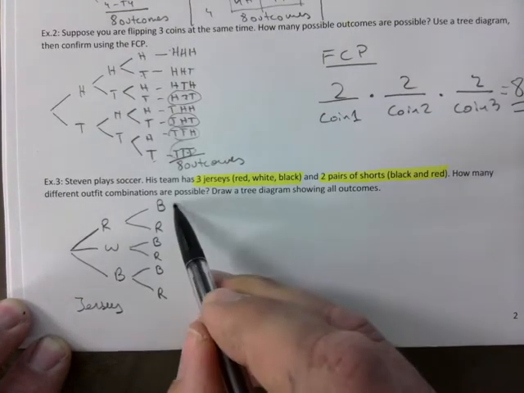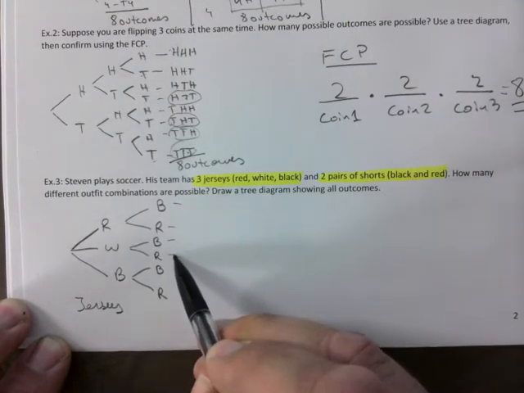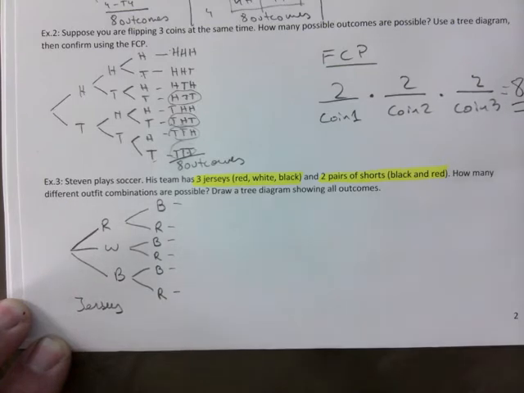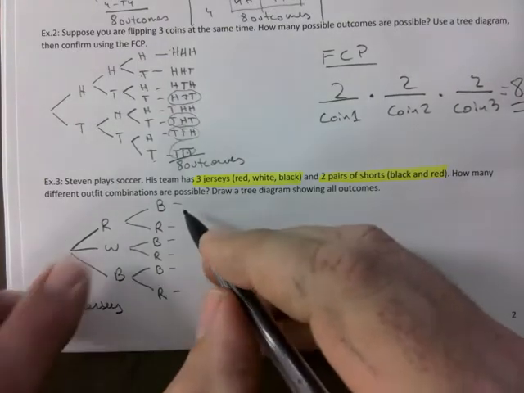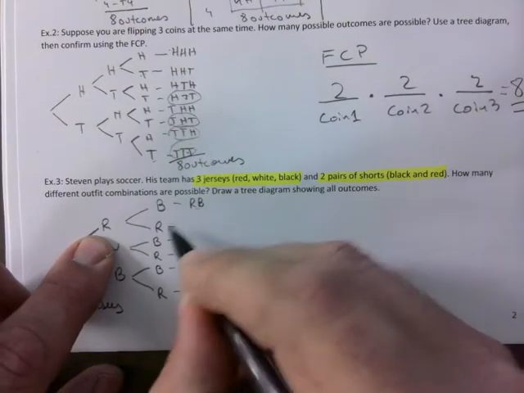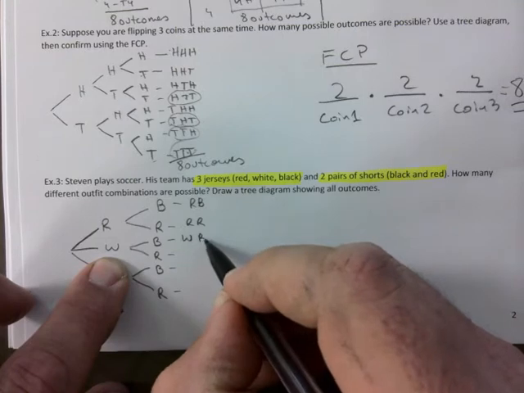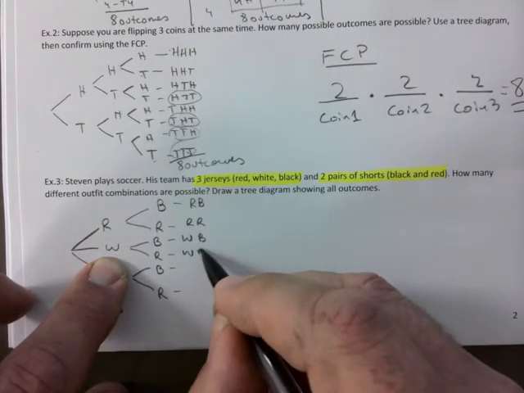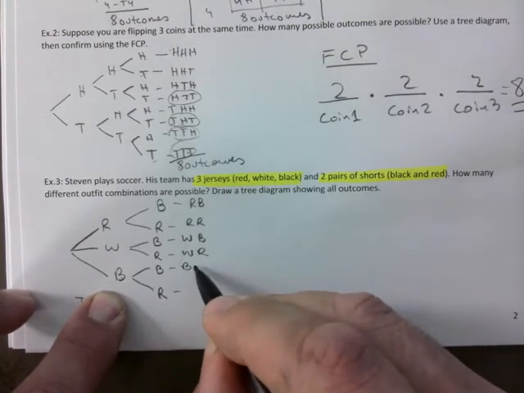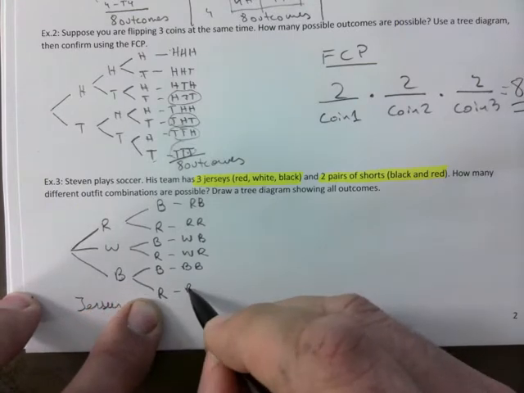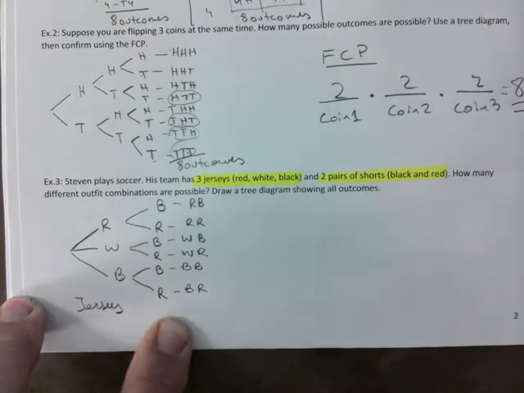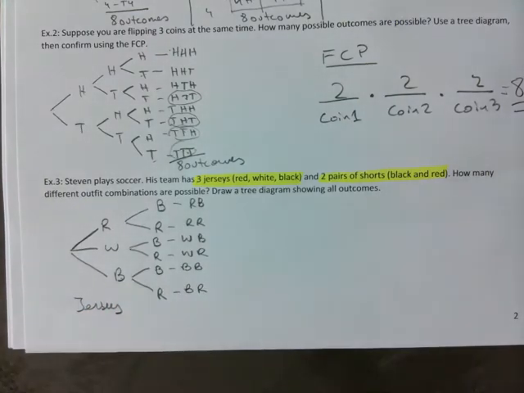Okay, so now we write out the outcomes. That's also called the sample space. Have you heard of sample space? Did I talk about it in statistics in grade 11? I'm not sure. RB, RR, red, red, right? White, black, white and red, black, black, and black, red. Okay? So there are your outcomes.